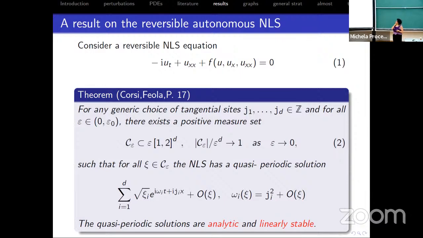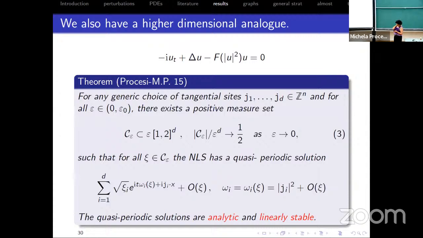And let me show you a version in higher dimension. So consider a nonlinear Schrödinger equation in dimension n. Okay, so I did not write this, but here I have n spatial variables. But no derivatives in the nonlinearity. Absolutely nobody is able to deal with derivatives in the nonlinearity.